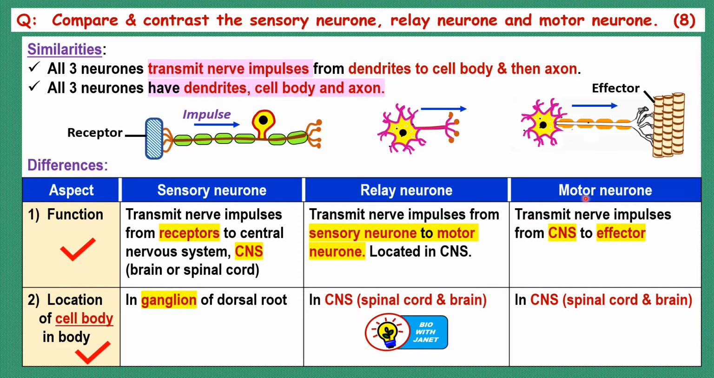Now the motor neuron is located in the central nervous system. It's the cell body only. The cell body is located in the central nervous system, but the axon is located in the ventral root. But here we are talking about the cell body. So the cell body of the motor neuron is in the central nervous system, that is the spinal cord and brain.